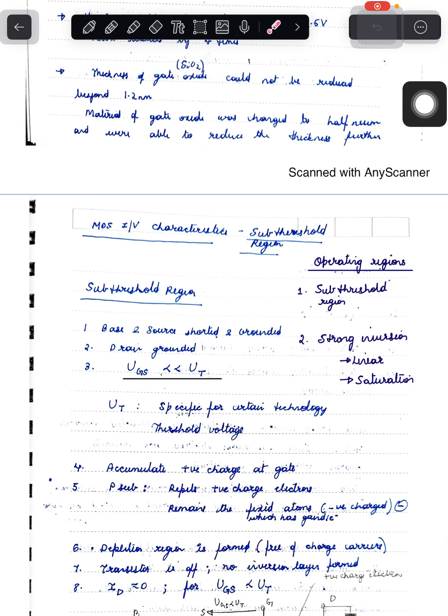Different operating regions of MOS transistor. One, subthreshold region. Two, strong inversion region. Inside that we have linear region and saturation region.